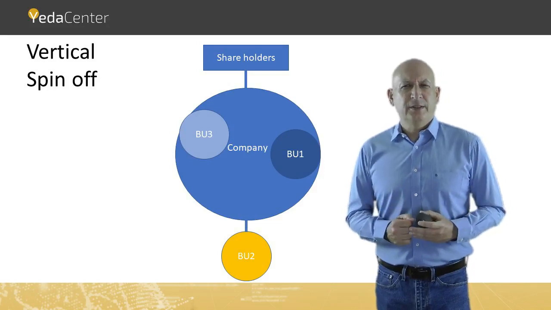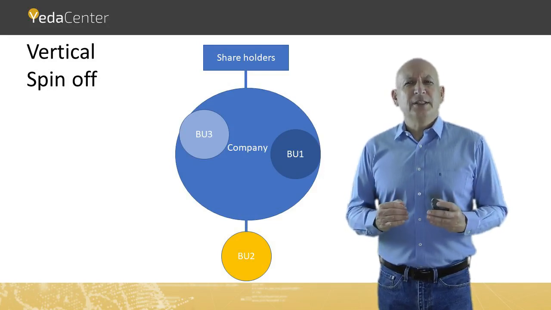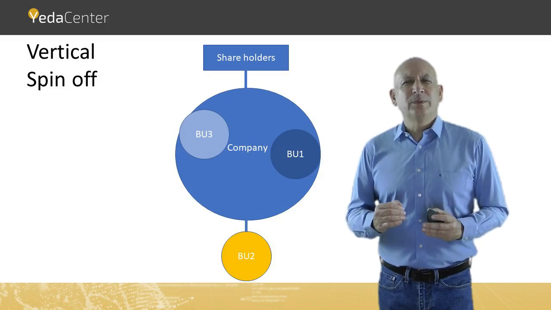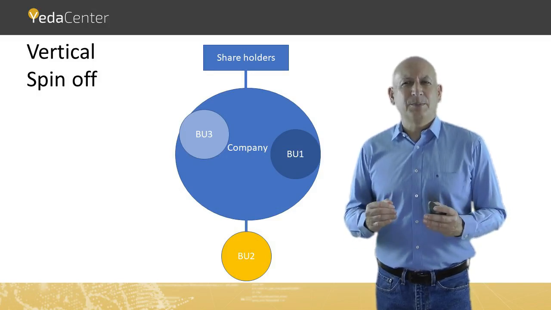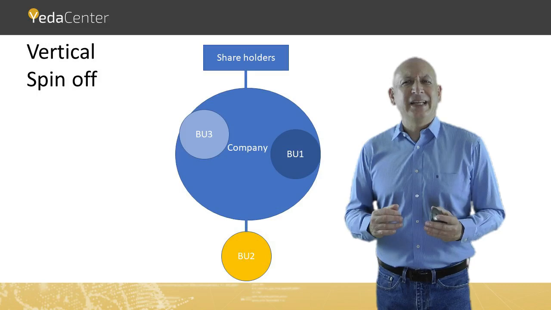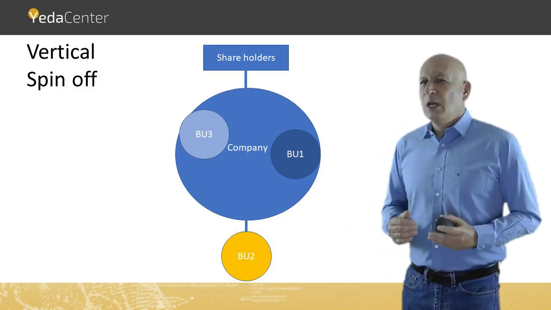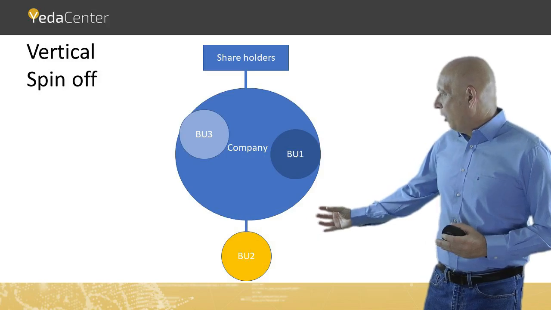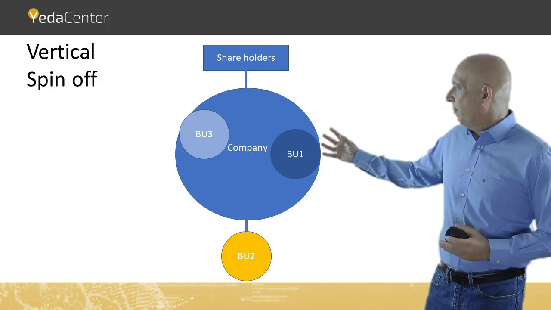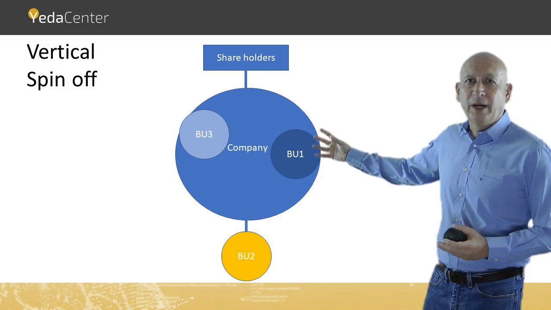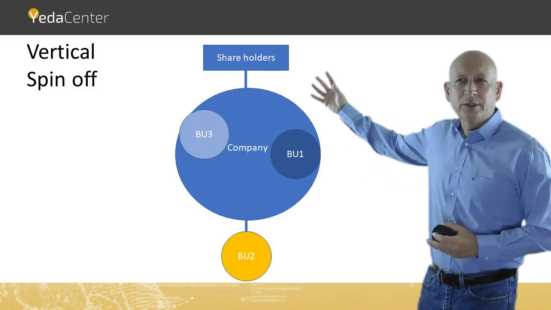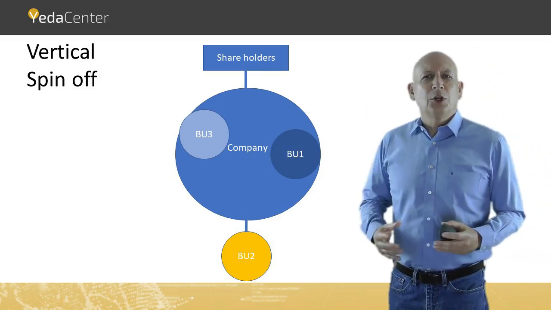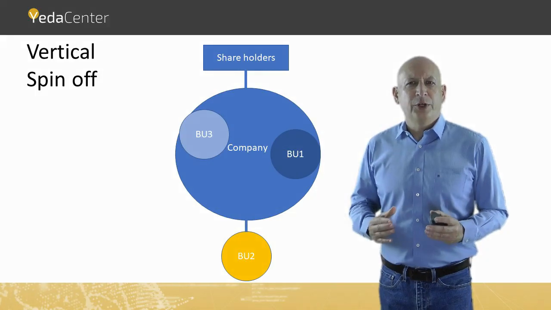In the first case, a vertical spin-off, the newly formed entity becomes a subsidiary of the mother company it spun out of. So the newly formed subsidiary is fully owned by the mother company. The mother company is still owned by the same shareholders. Therefore, there is no change in ownership structure.